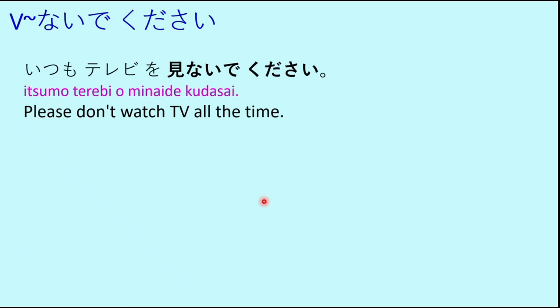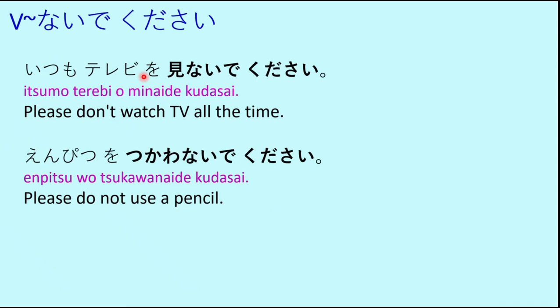So now let's look at some example sentences from practical life. Itsumo terebi o minai de kudasai. Itsumo means always or all the time. Terebi is television. Minai de kudasai means please do not watch. Please do not watch TV all the time. So probably a mother is telling this to her son or daughter. Itsumo terebi o minai de kudasai. Since terebi is the object, it follows the object marker o.